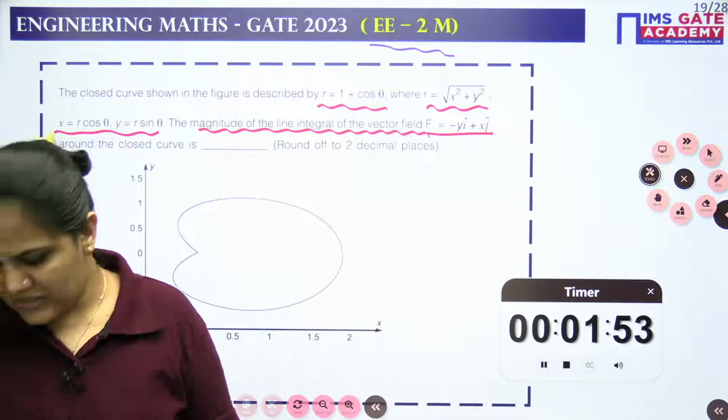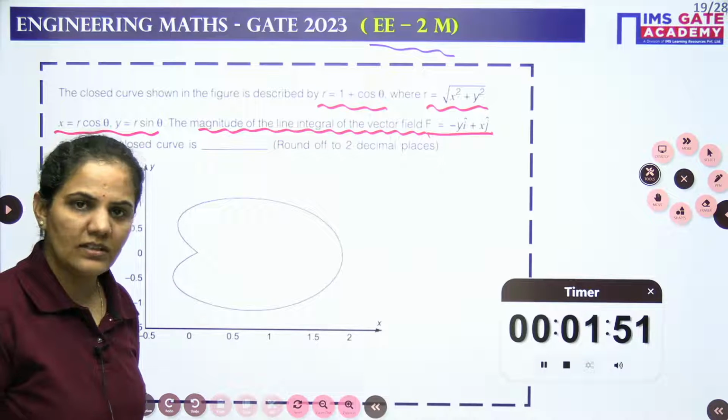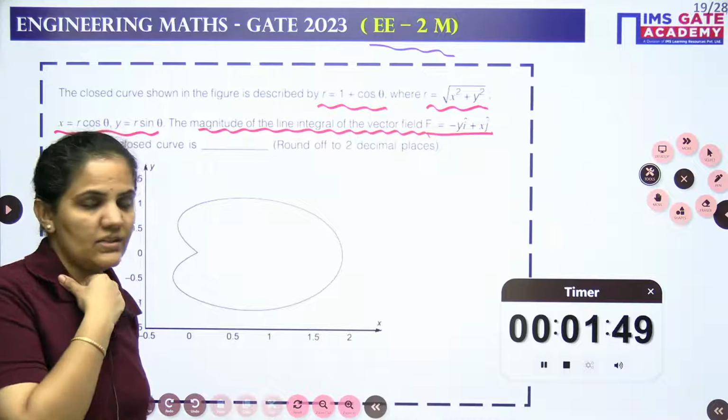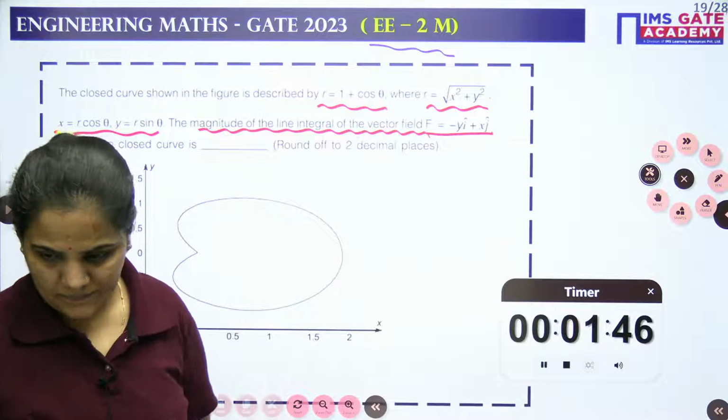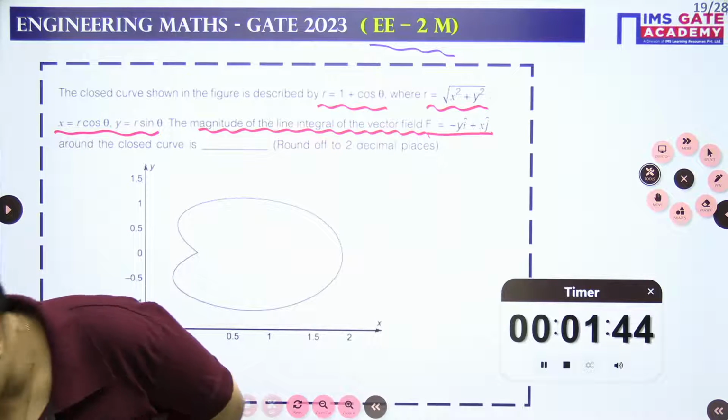So the figure looks like a cardioid, although we can use Green's theorem here, but still you can try. A good question we are having.